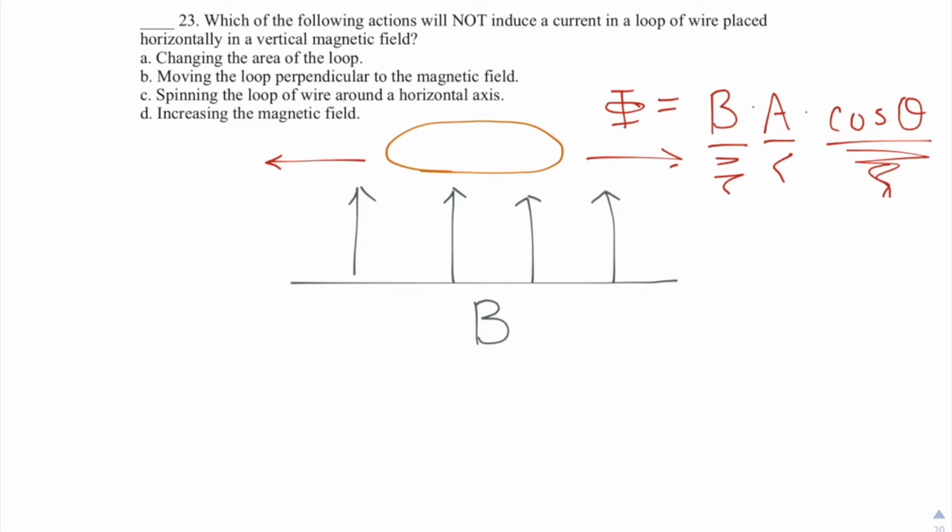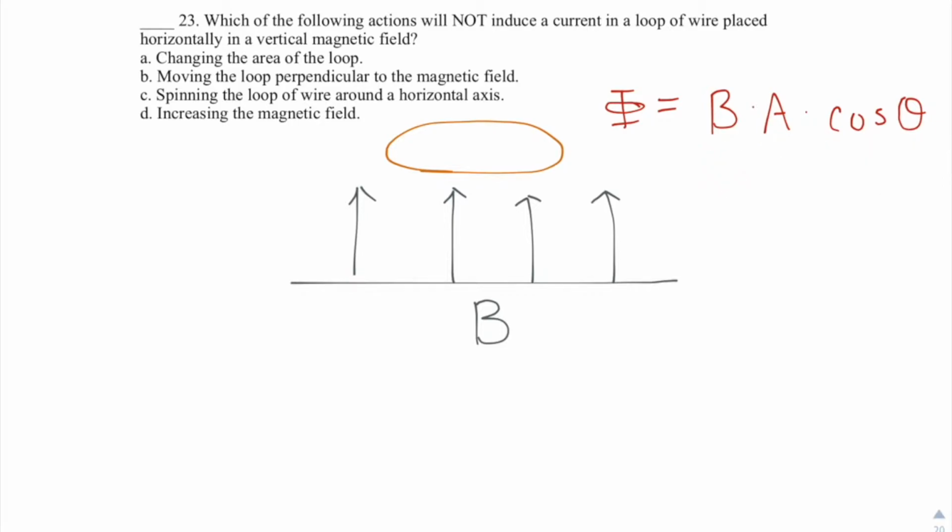Hey guys, this question asks, which of the following actions will not induce a current in a loop of wire placed horizontally in a vertical magnetic field? And I've gone ahead and drawn that scenario out for you. We've got the magnetic field pointing towards the top of the page, in other words, vertically.